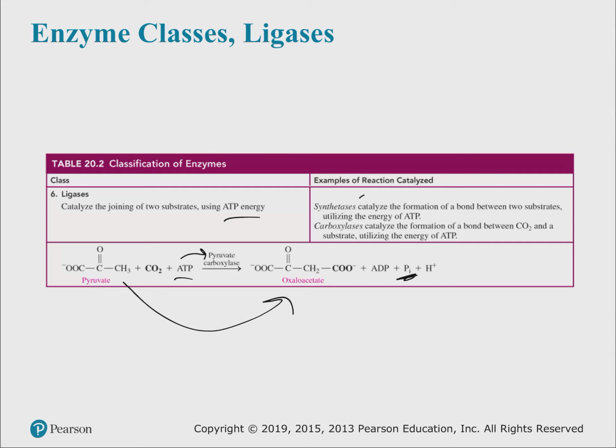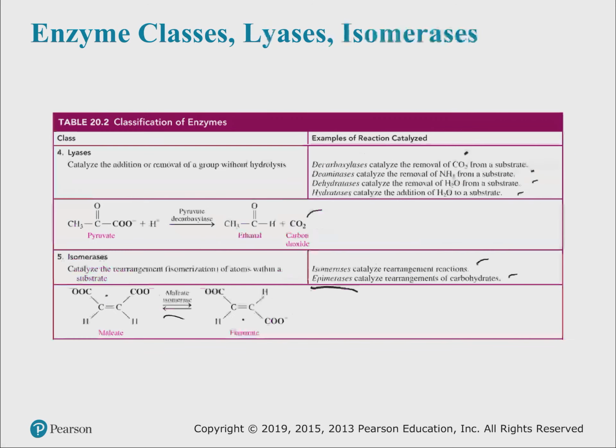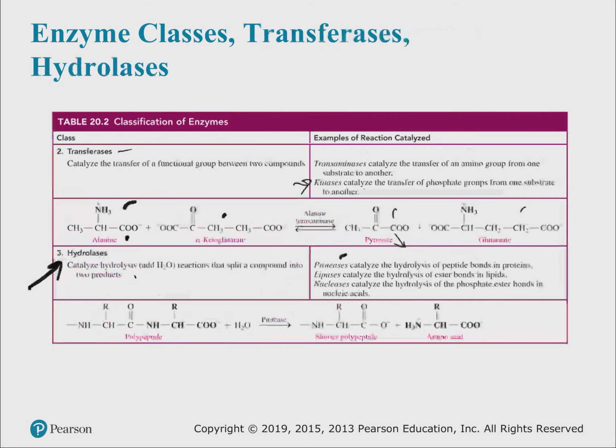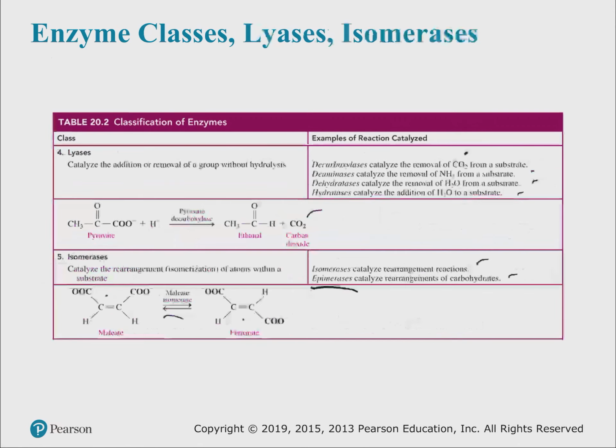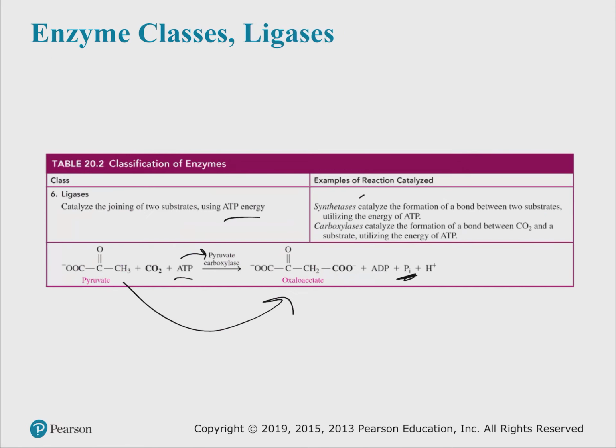Of course, anytime you take carbon dioxide off or you put a carbon dioxide on, that actually qualifies as one of the ones we looked at earlier, a transferase. So transferases are like ligases in that they can form bonds. A transferase doesn't use energy, whereas a ligase requires ATP. That should help.